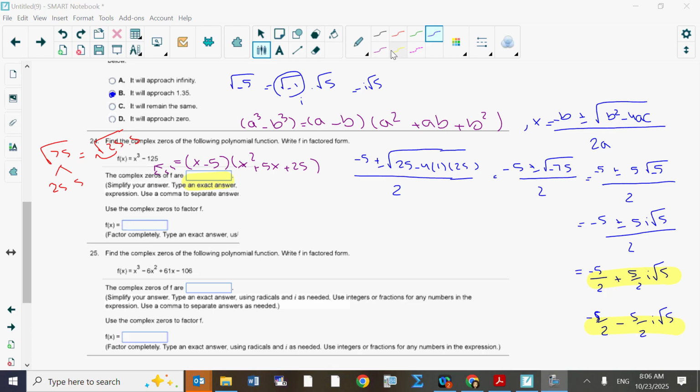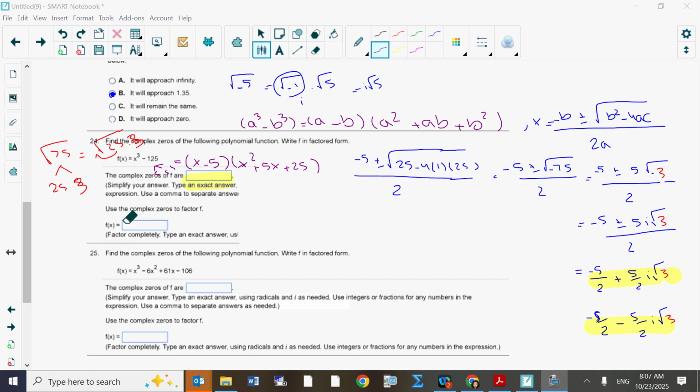I just figured out that I made a mistake, because 75 is 25 times 3. So this is 3, and right here I'm going to write 3 in each of those places. So the zeros are these two numbers. It's asking us to write only the complex zeros, so I guess you probably don't need to write the 5 as a zero, just these two. You can try it and see what it's basically asking you.